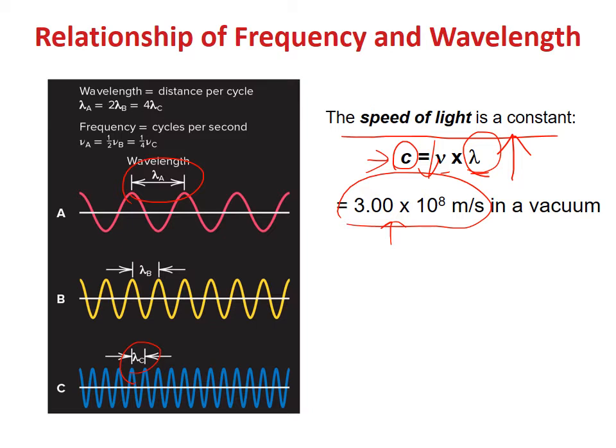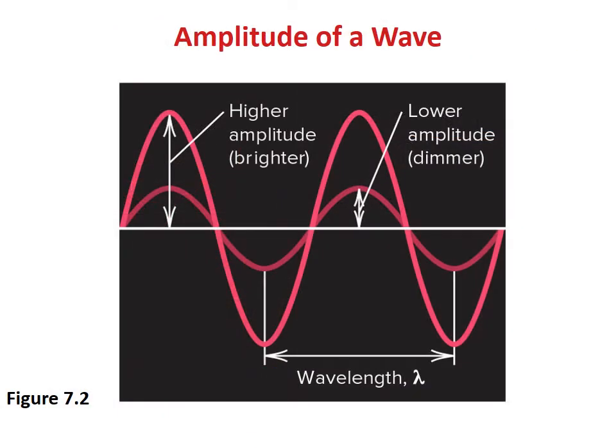Suppose red light travels 2 cycles per second, so the frequency is 2. With the same speed, yellow light would travel 4 cycles, so the frequency is 4. And for blue light, it will be 8. So wavelength and frequency are inversely proportional. The color of light depends on its frequency and wavelength.